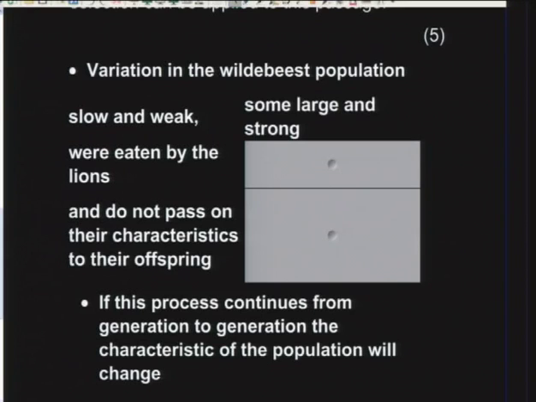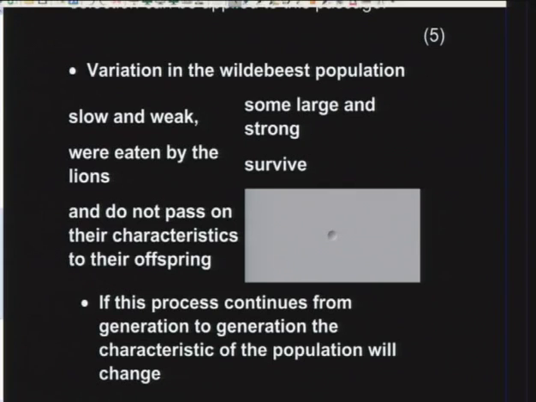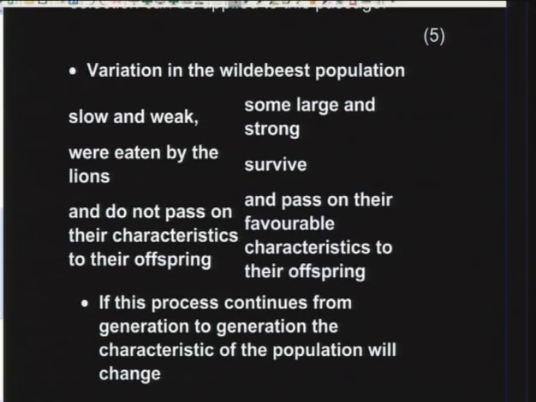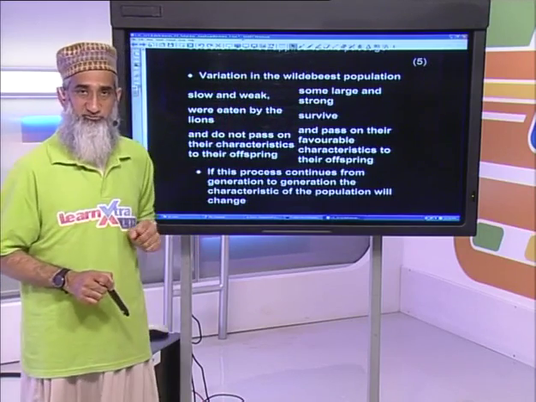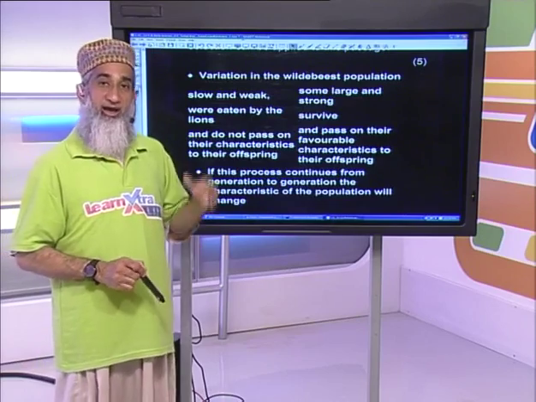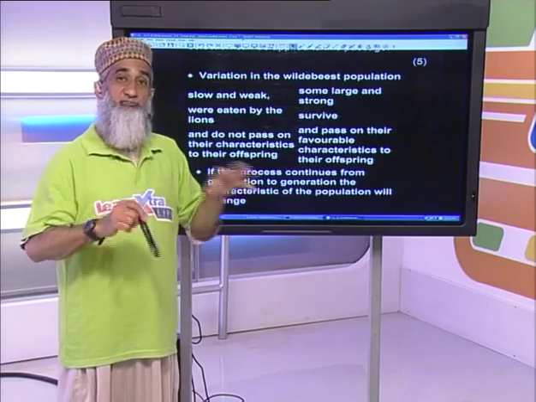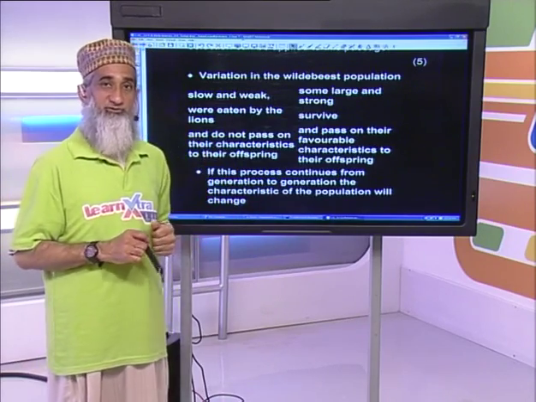And on the other hand, if you didn't discuss this, you could have said some were large and some were strong. They will survive and pass on their favorable characteristics to the offspring. Remember, this was a shorter question, so you didn't have to go into all the details. However, if they're giving you a longer question on natural selection, you're going to say there was variation in the wildebeest population and there was competition between them. You must mention that there's competition.